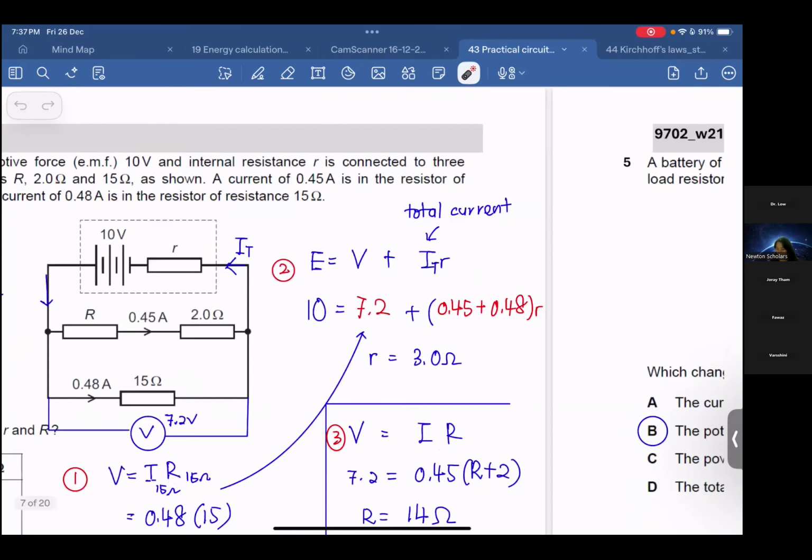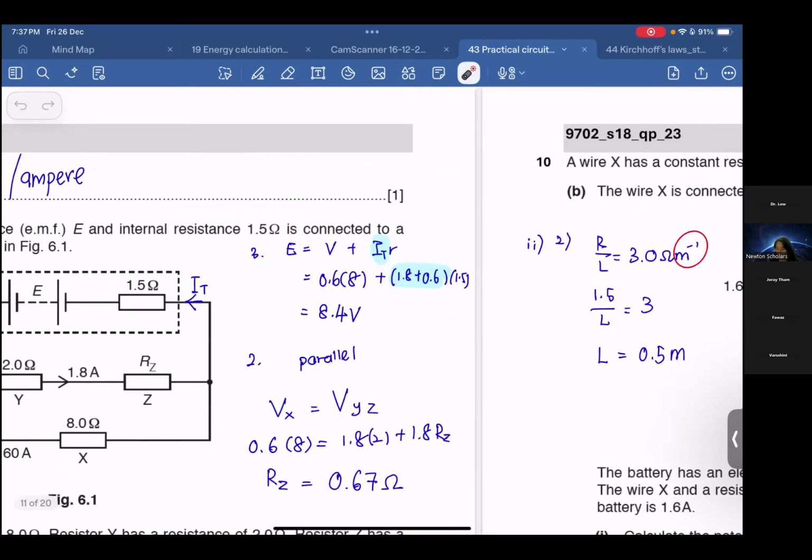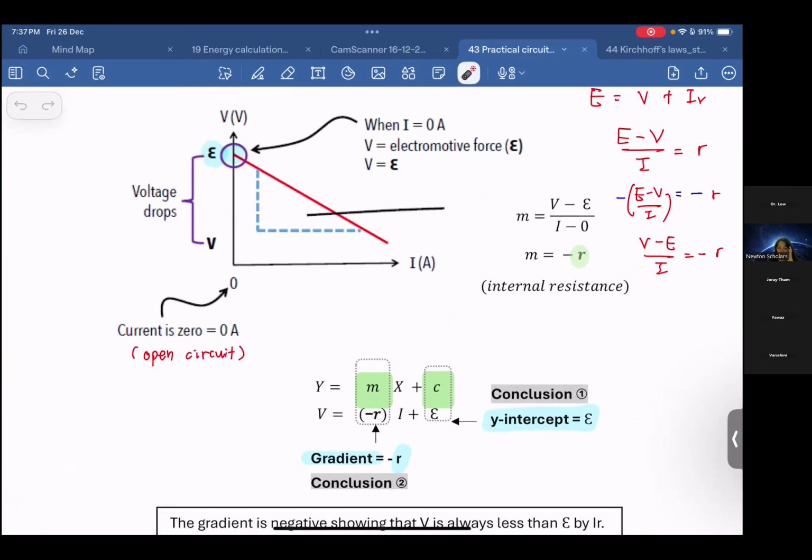Today we are using the graph to find the information. Two things you have to know: the y-intercept, the maximum value of the voltage, is the EMF. How do I know this reading is the EMF? Because this axis is current. When the current equals 0, what does it mean? The circuit is open. When the circuit is open, this maximum value is the EMF.